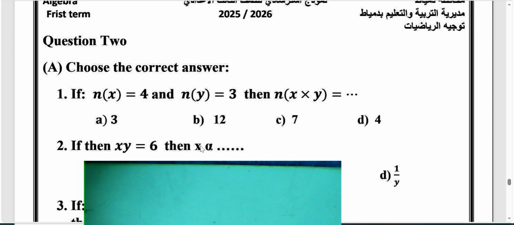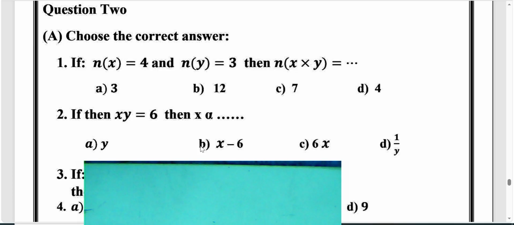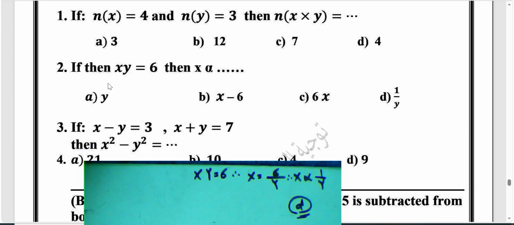Choose letter B. If x times y equals 6, we have a relation between x and y. x times y equals 6, then x is equivalent to 6 over y, so we have a direct relation between 1 over y and x. Choose letter D. The answer will be letter D.